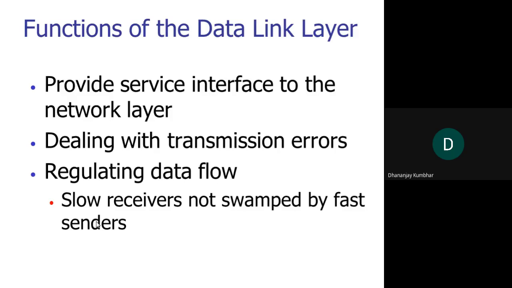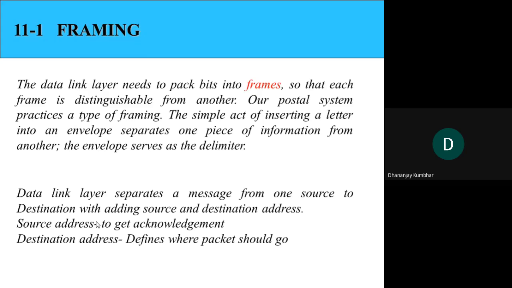So these are all the details that the data link layer is doing as a service. It is providing to the network layer that it is dealing with the transmission, it is regulating the data flow, and along with that, additionally, it is also taking care of access control whenever we are using a common channel for the communication. Now let us go one by one.